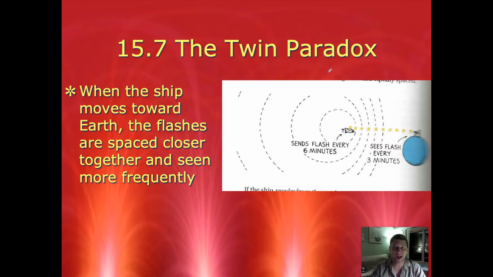Now, this is an estimate, of course, and just an example. That determination would be made by how fast the ship is moving toward the Earth. But let's say the guy on Earth is now seeing the flashes every 3 minutes, even though the astronaut is sending them every 6. So when the ship moves toward the Earth, the flashes are spaced closer together and they're seen more frequently.